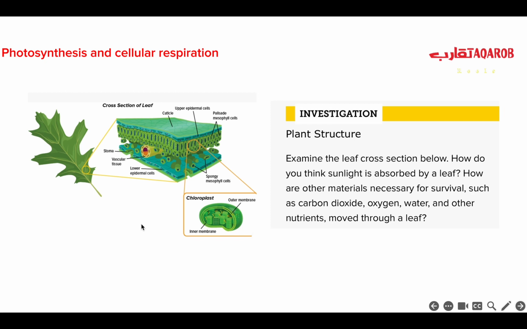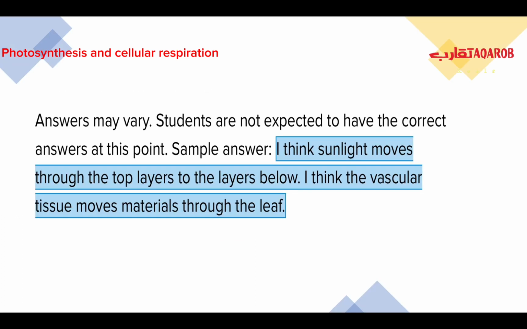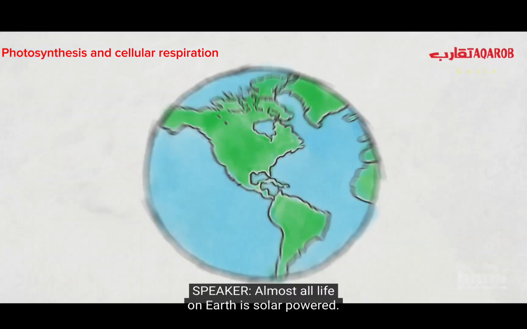Now, how do you think sunlight is absorbed by a leaf? What do you think? So the answer is, I think sunlight moves through the top layer to the layers below. I think the vascular tissue moves material through the leaf. Now let's watch this video to know what we mean by the photosynthesis process.